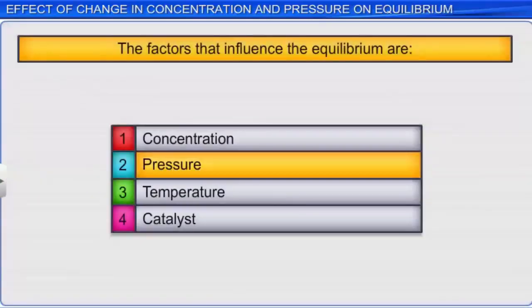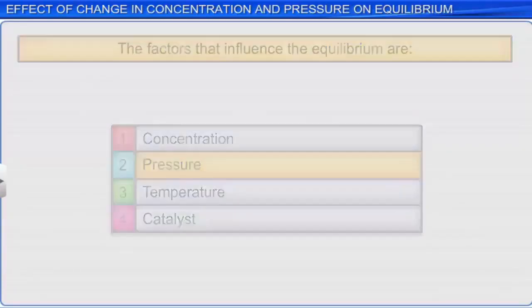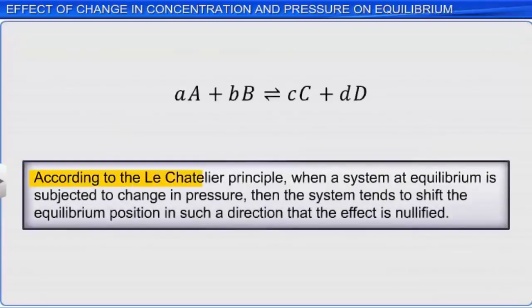Let us now study the effect of pressure change on a system at equilibrium. According to Le Chatelier's principle, when a system at equilibrium is subjected to change in pressure, then the system tends to shift the equilibrium position in such a direction that the effect is nullified.